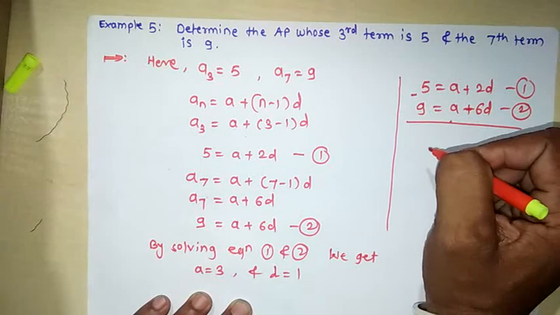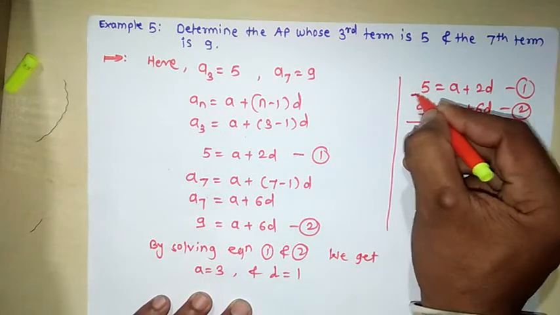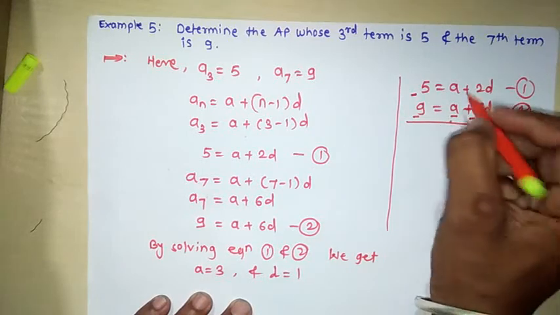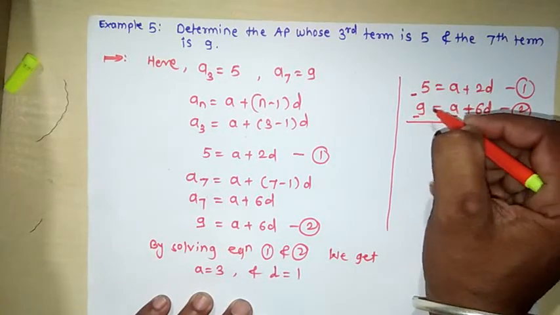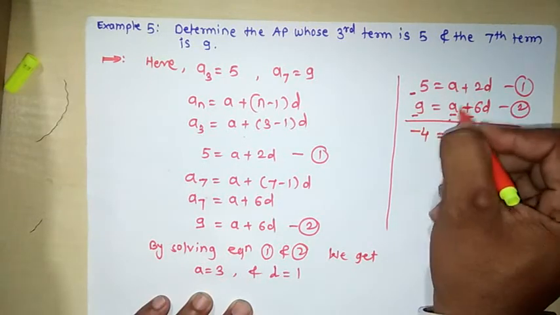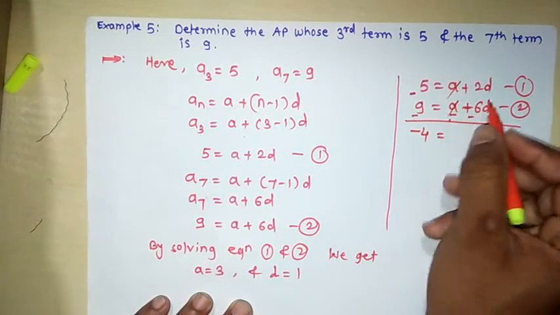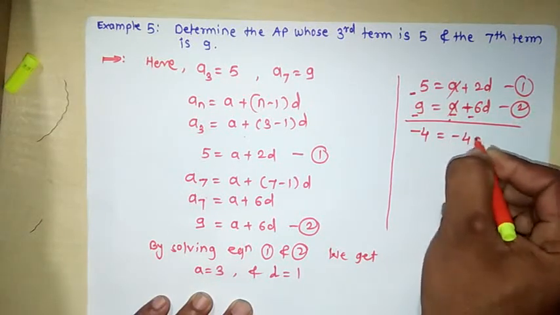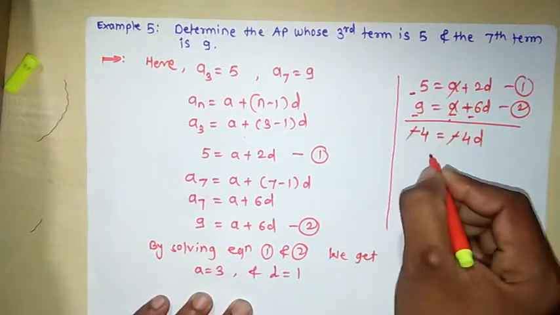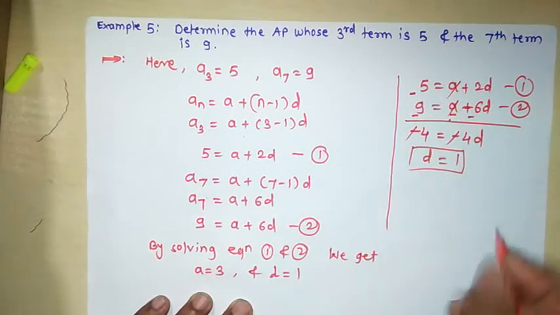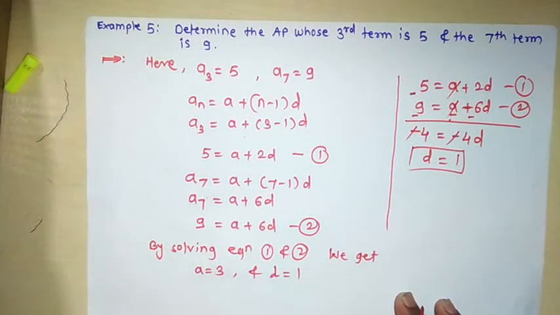5 minus 9. While we are subtracting, we have to change the signs here. This will become minus, minus minus. Okay. 5 minus 9, how much? Minus 4, which is equal to a minus a, which gets cancelled, that will become 0. 2d minus 6d, which is equal to minus 4d. This minus gets cancelled, d is equal to 1. Like this we have to find d is equal to 1.